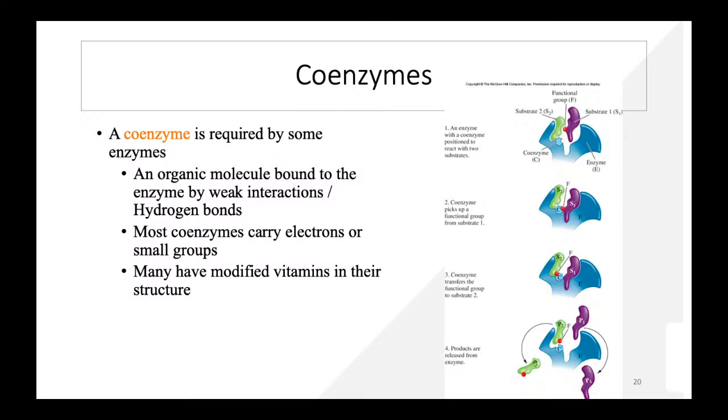We can also see that a coenzyme is required by some enzymes. It is an organic molecule that binds to the enzyme by weak interaction. So we have a coenzyme here, an enzyme here, and then substrate S2, where a functional group is there, and substrate S1 is there. So what will happen? The coenzyme picks up the functional group from substrate 1 and transfers it to the other substrate. Then you have new products, P1 and P2, where the functional group of P1 is transferred to P2.